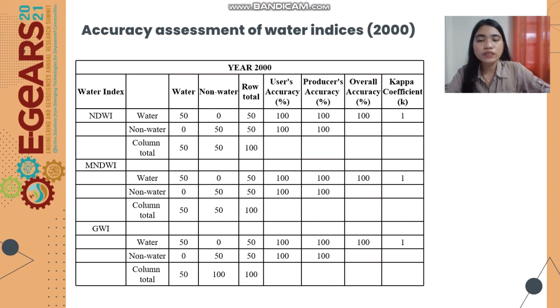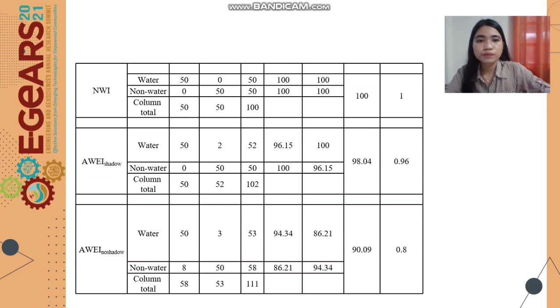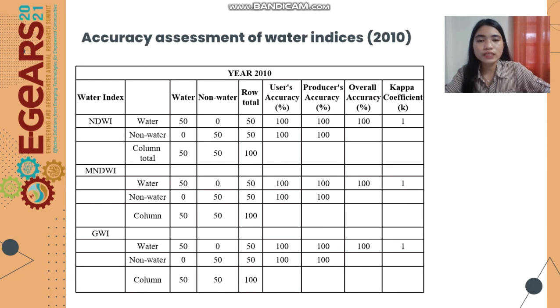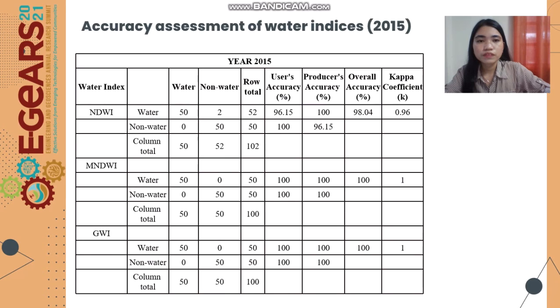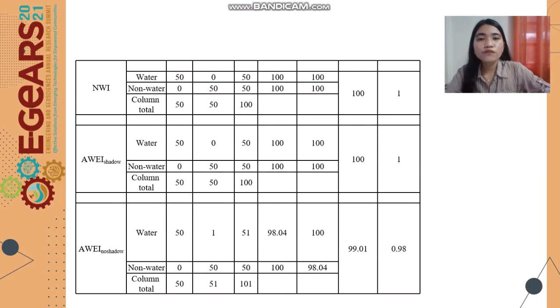This table showed the accuracy assessment of water indices in the year 2000, in the year 2005, in the year 2010, year 2015, and the accuracy assessment of water indices in the year 2020. Overall, modified normalized difference water index and new water index had the highest overall accuracy with 100% and kappa coefficient with 1, consistently per year.